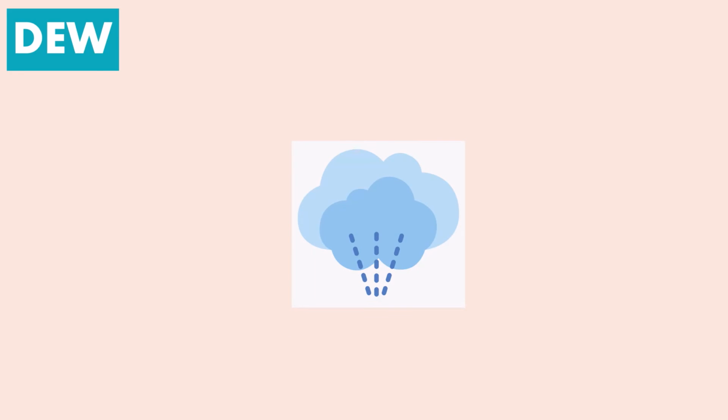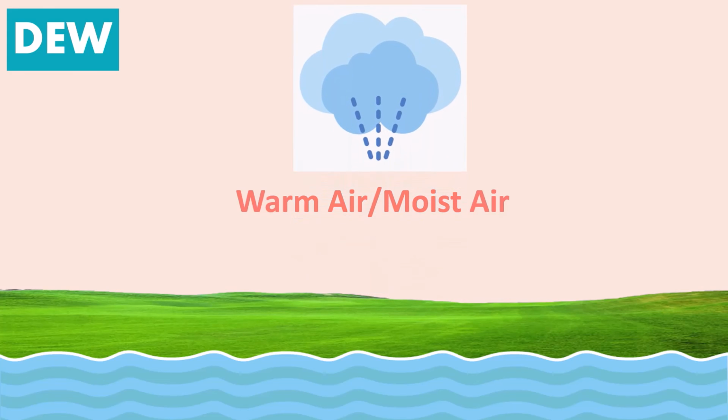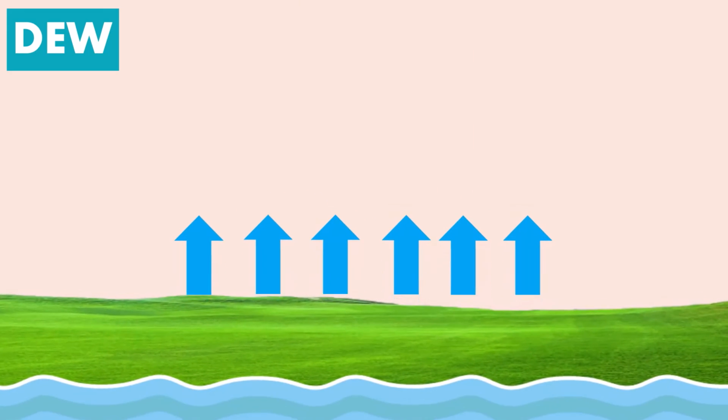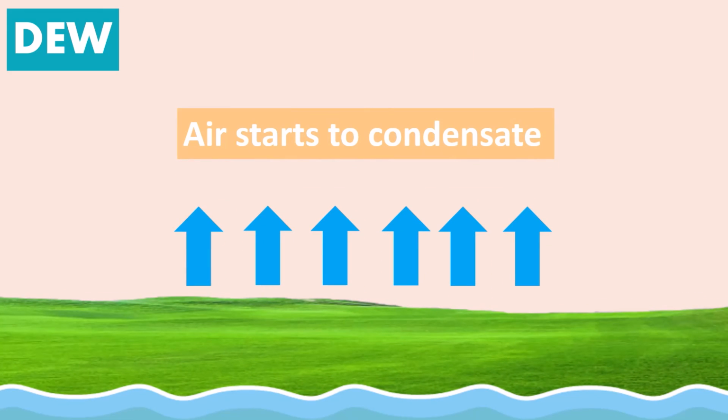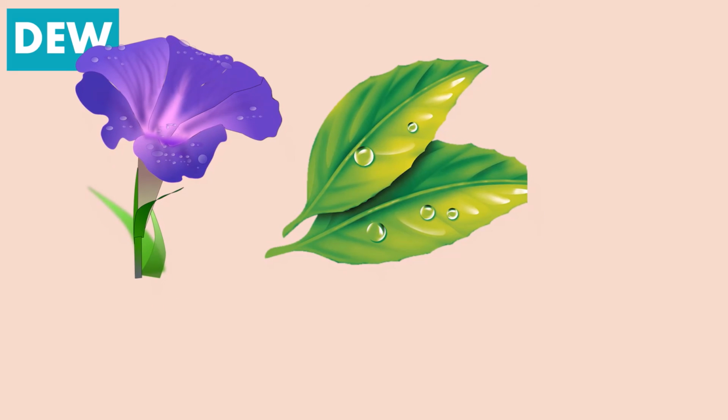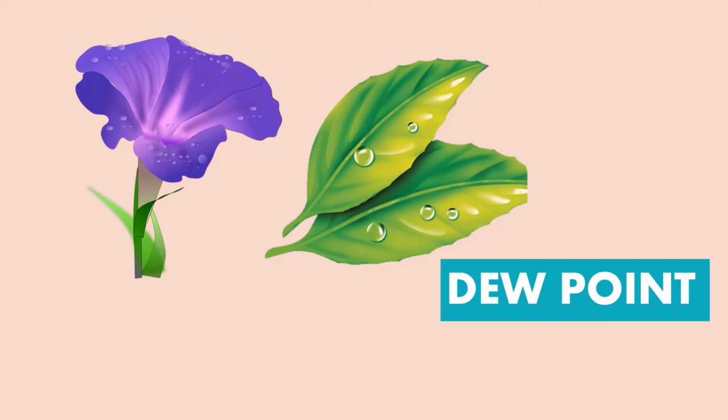Air contains water in the form of gas called water vapor. When warm or moist air passes cool surfaces, the air starts to condense onto any exposed surfaces. This happens when the air is humid enough and the cold surface manages to cool the water vapor. Water droplets look amazing on flowers or leaves. The temperature when condensation begins to happen is known as the dew point.